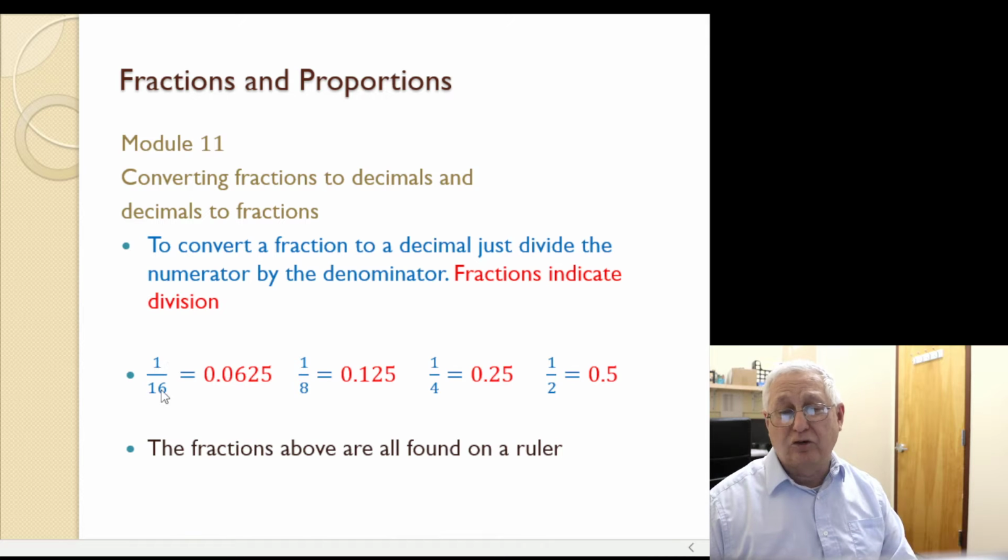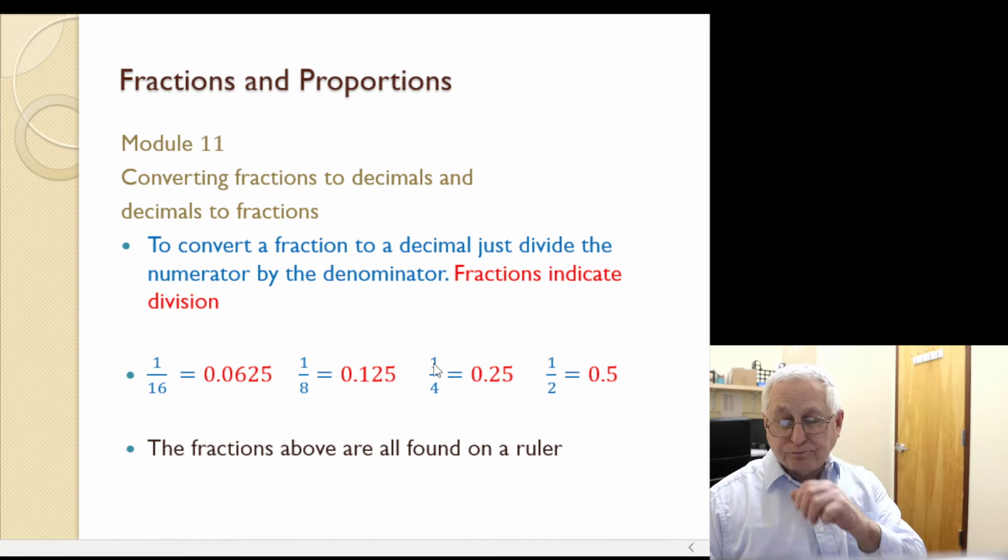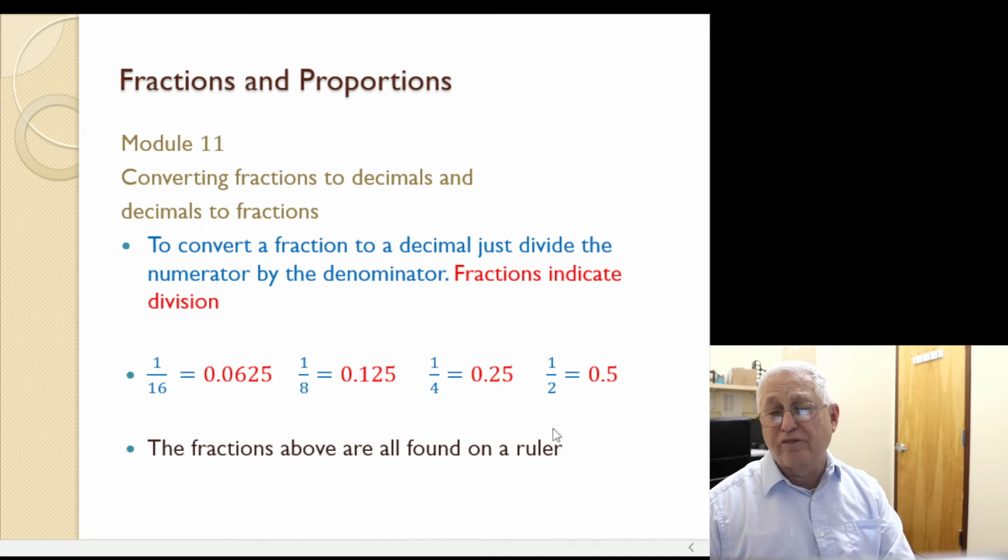Here we have a fraction 1/16. 1 divided by 16 equals 0.0625. This is a ratio. It is also the decimal equivalent of the fraction 1/16. 1/8, 1 divided by 8 equals 0.125. 1/4 equals 1 divided by 4 equals 0.25, and 1 divided by 2 equals 0.5. These fractions above are all found on a ruler.